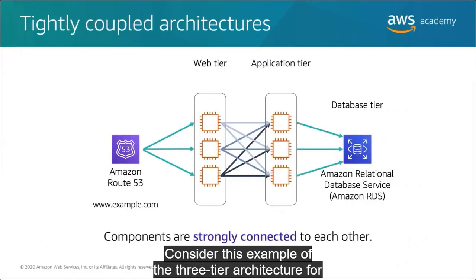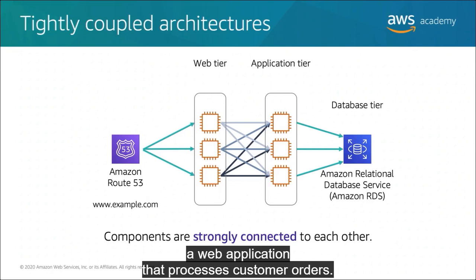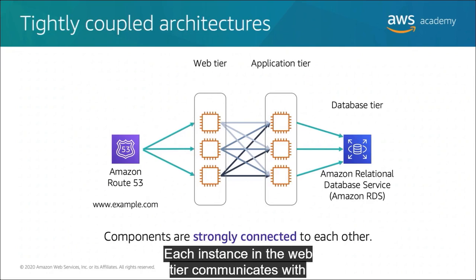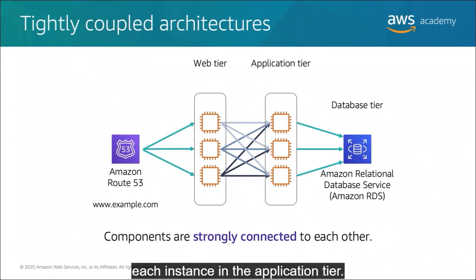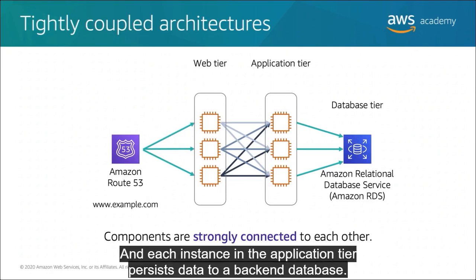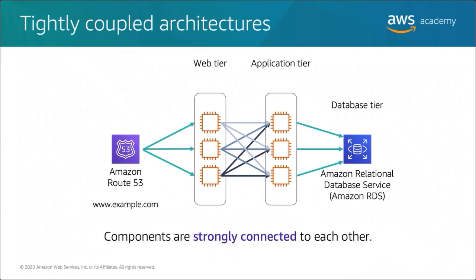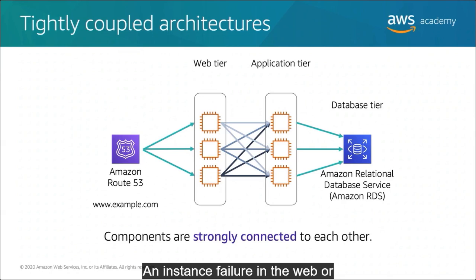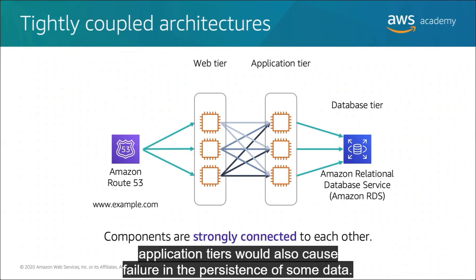Consider this example of a three-tier architecture for a web application that processes customer orders. Each instance in the web tier communicates with each instance in the application tier. And each instance in the application tier persists data to a back-end database. An instance failure in the web or application tiers would also cause failure in the persistence of some data.